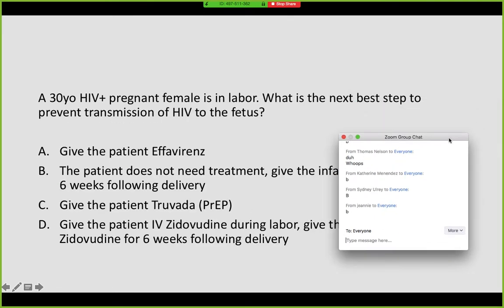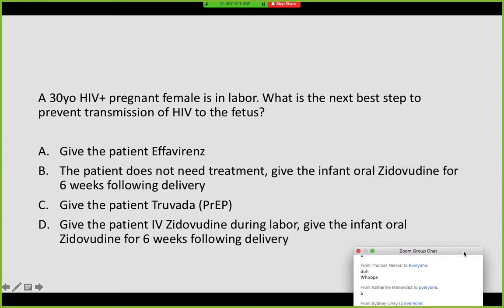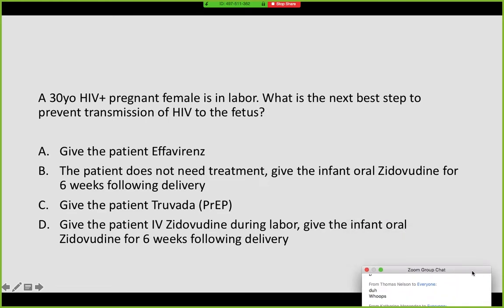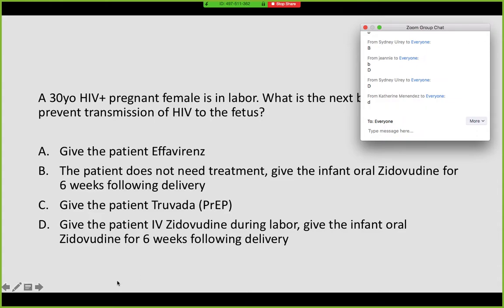A 30-year-old HIV positive pregnant female is in labor. What is the next best step to prevent transmission of HIV to the fetus? Right, so the correct answer here is D. You want to give the patient in labor IV zidovudine and then give the infant oral zidovudine for 6 weeks following delivery. And I definitely remember this one being on the exam last year. So hopefully that's a 1 of 3.